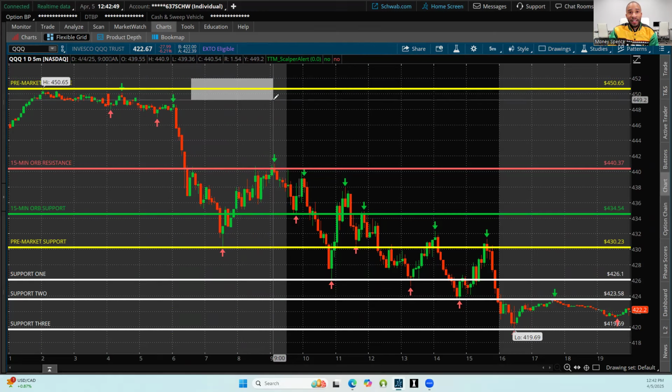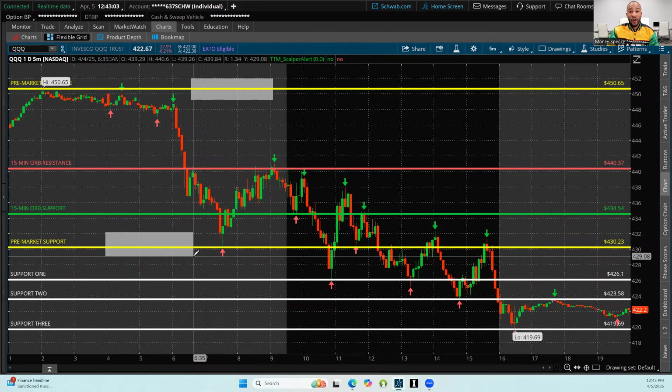The next thing you want to look for before the market opens up is a pre-market support level. You want to see where price is currently bouncing. I'm going to highlight that level as well. On this particular day, price was bouncing at $430.23. So we have two key price levels to keep a close eye on when the market opens up at 9:30 a.m.